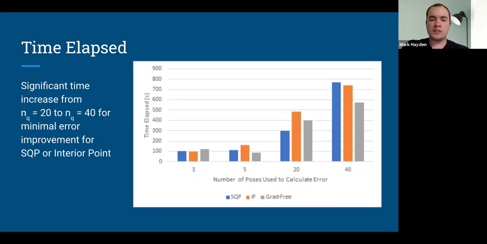This plot shows the total time elapsed for the optimization among various numbers of poses used to calculate the error. Keeping in mind what the previous plot showed, that the error between the 2 gradient-based methods for 20 and 40 was very similar, it's just not worth the extra time to do the full 40 poses that we originally were considering.